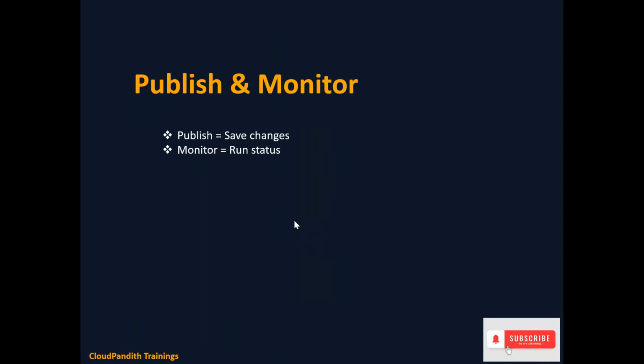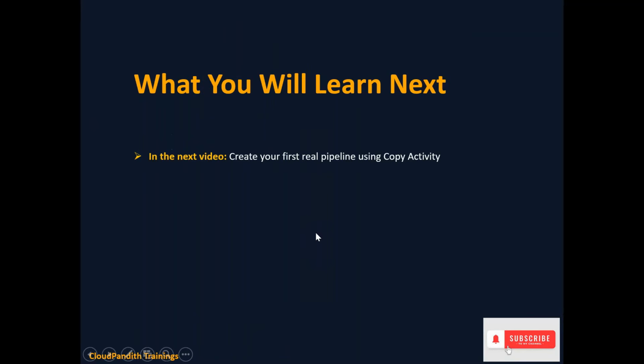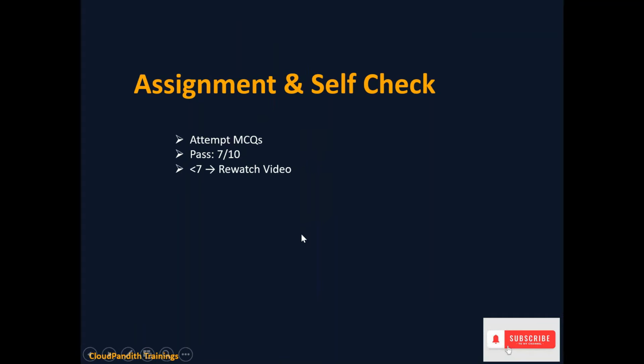Next, you have a monitor tab. Monitor is like checking the delivery status. It tells whether the pipeline succeeded or failed. It will just tell you the run status. In the next session, we will learn how to create your real-time pipeline using the copy activity. But today, let's continue to discuss the remaining things.